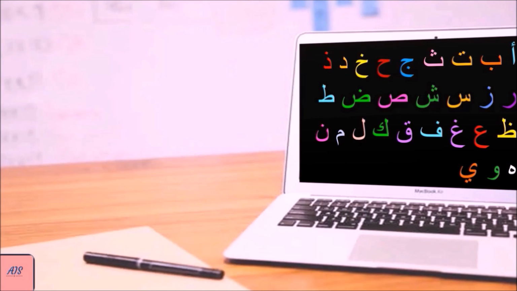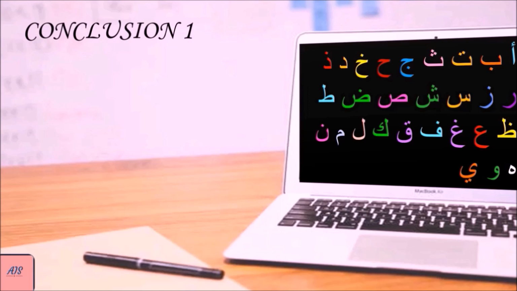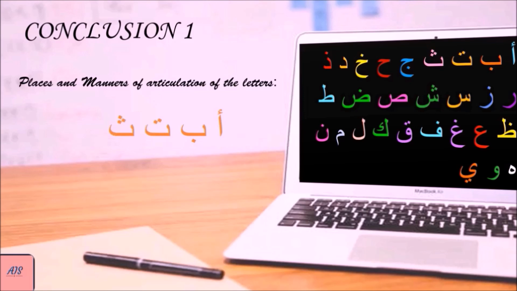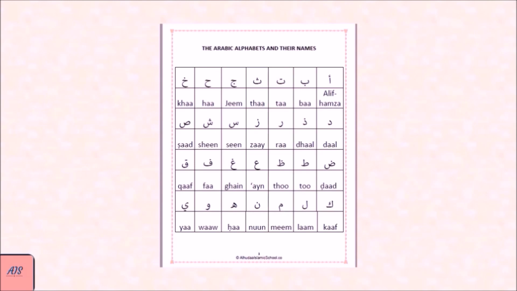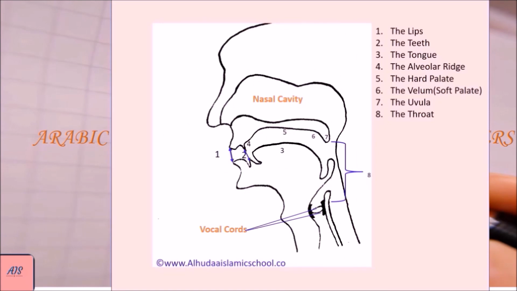Bismillah ar-Rahman ar-Rahim. Now I shall round up this session with an additional explanation on the places and the manners of articulation of the letters Alif, Hamza, Ba, Ta, Tha, and Jim. But before I continue, I shall explain that these 5 Arabic alphabets and the other 23 are consonants, and are produced by striking one organ of speech production with the other.